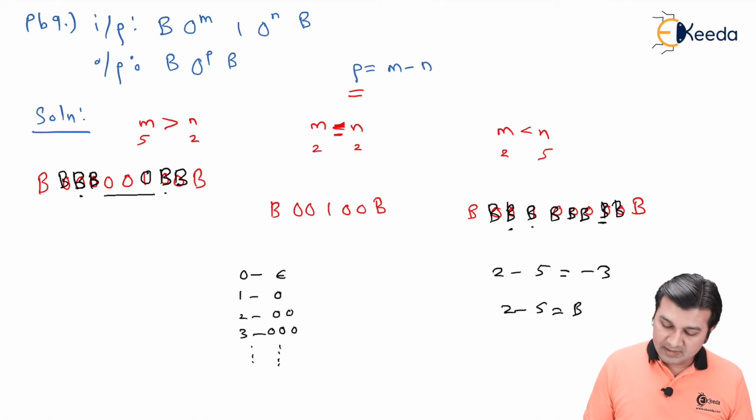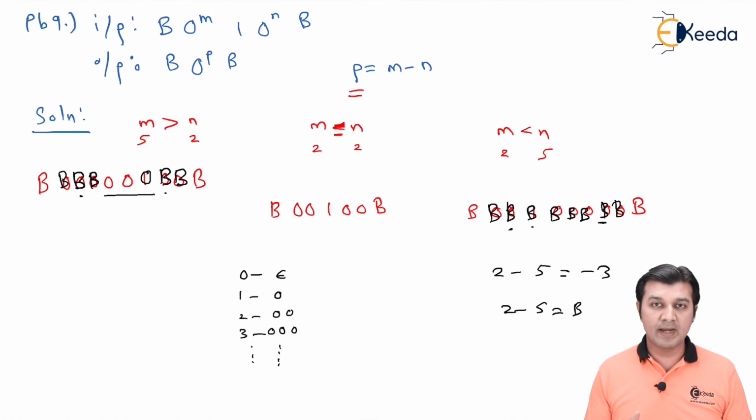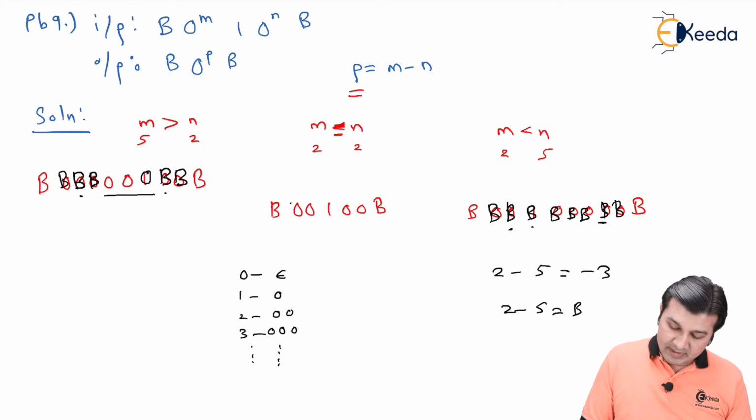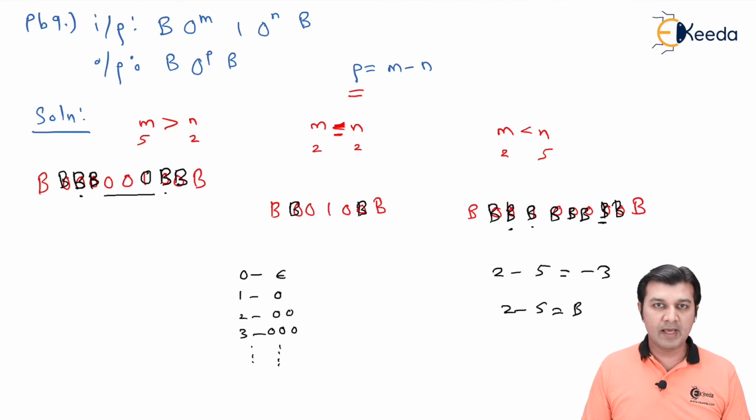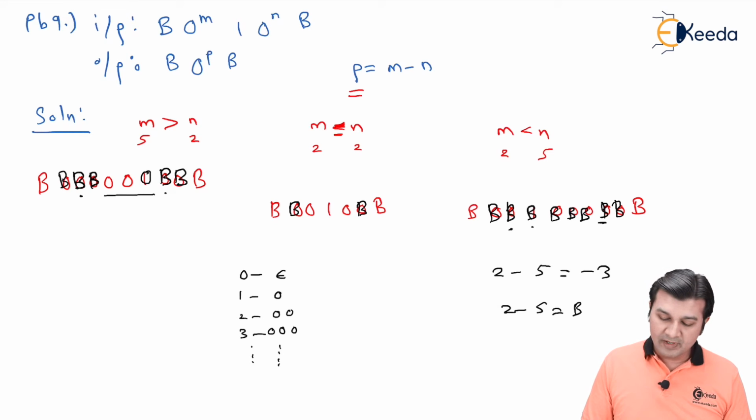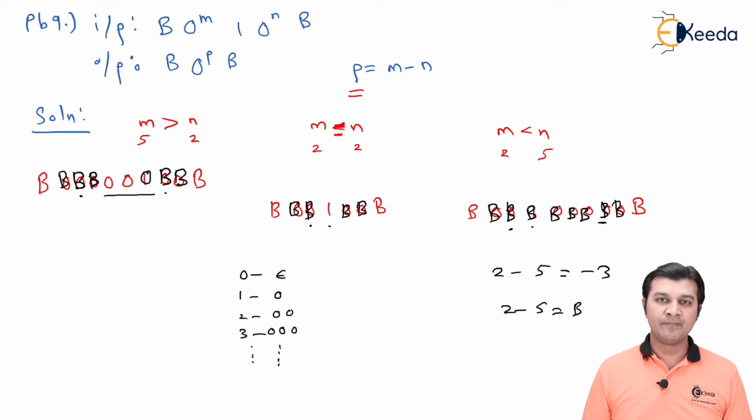Next, the last example where m is equal to n, where m is 2 and n is also 2. So you make this blank, go to the extreme end, take a U-turn and make this blank, go to the extreme left end, make this blank, go to the extreme right end, make this blank, go to the extreme left end, and you take a U-turn. Now friends, when you take a U-turn, you are going to get a 1.